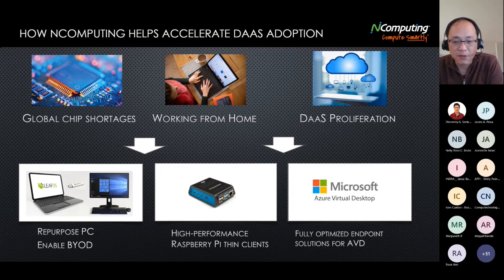So if you have contractors, peak season for retail, they can easily create new instances, enable new desktops, and essentially shift the IT operation cost from the traditional CapEx to OpEx type of business model, which is very favorable for many companies.